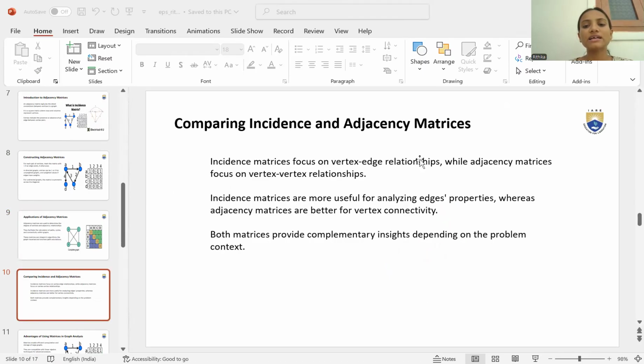Comparing incidence and adjacency matrices. Incidence matrices focus on vertex-edge relationships, while adjacency matrices focus on vertex-vertex relationships. Incidence matrices are more useful for analyzing edge properties, whereas adjacency matrices are better for vertex connectivity. Both matrices provide complementary insights depending on the problem context.